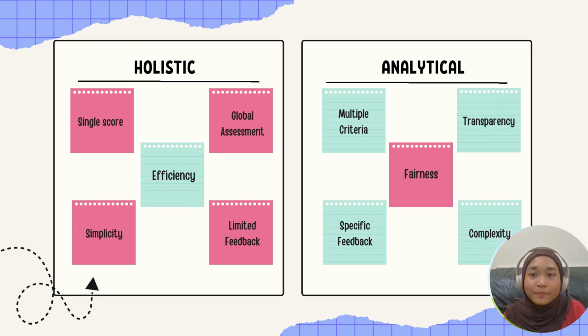The next one is that it gives specific feedback. Compared to the holistic rubric, this analytical rubric gives specific and detailed feedback for each criterion assessed, which also means that it will help the students to understand and analyze what the strengths are, what the weaknesses are, and what improvements they can make to achieve higher grades in the future.